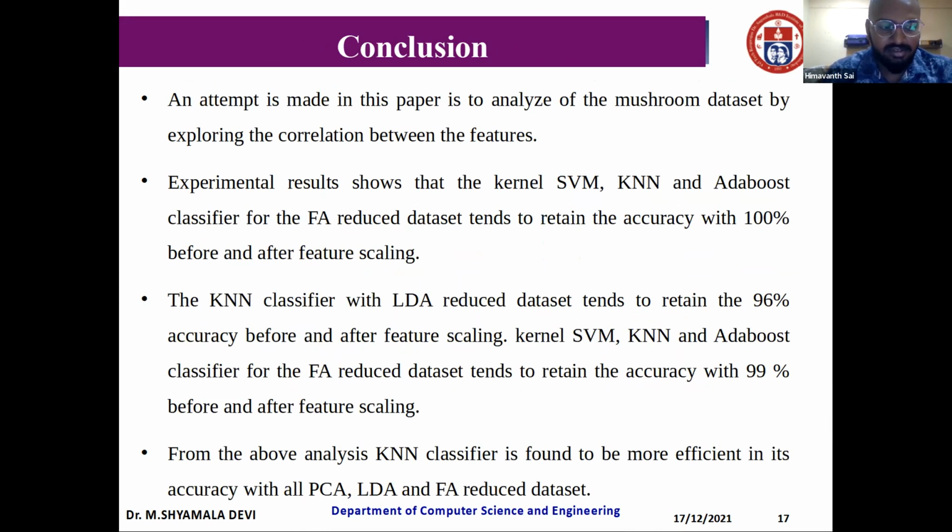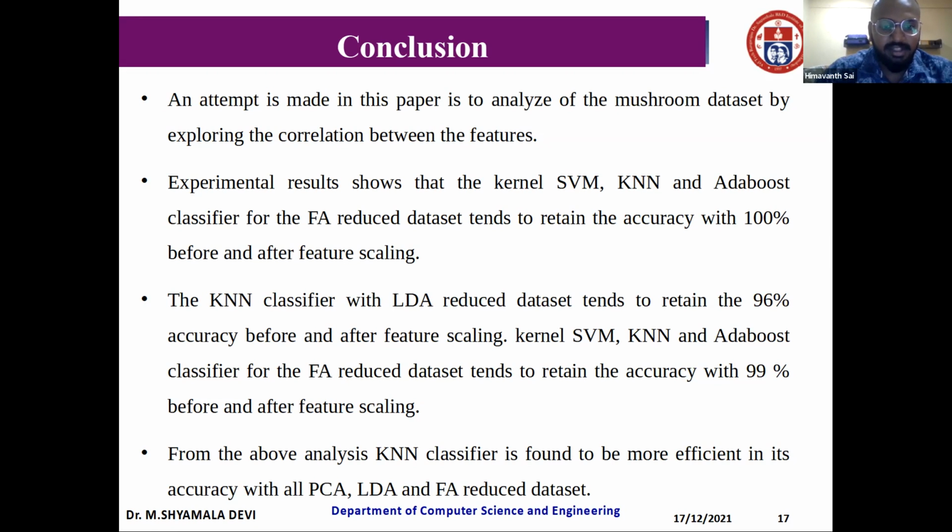May I conclude? Yes, yes. An attempt is made in this paper to analyze the dataset by exploring correlation between features. And the experiment results show that kernel SVM, KNN, and AdaBoost classifiers on the FA reduced dataset tend to retain almost 100% accuracy before and after scaling. Then the KNN classifier with the LDA, linear discriminant analysis, reduced dataset tends to retain 96% of the accuracy before and after scaling, for the earthquake damage grade.